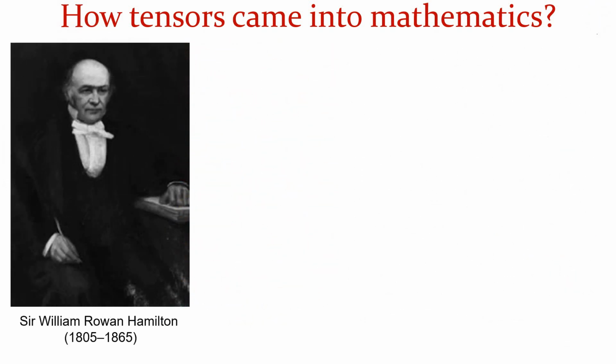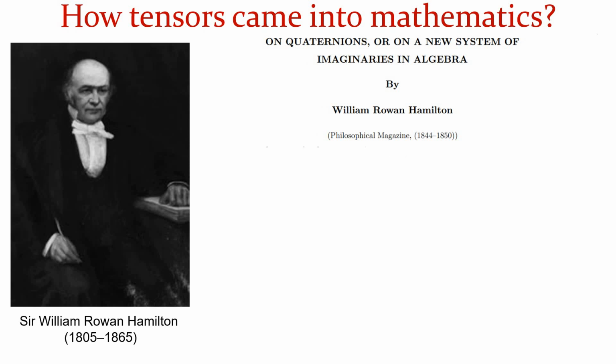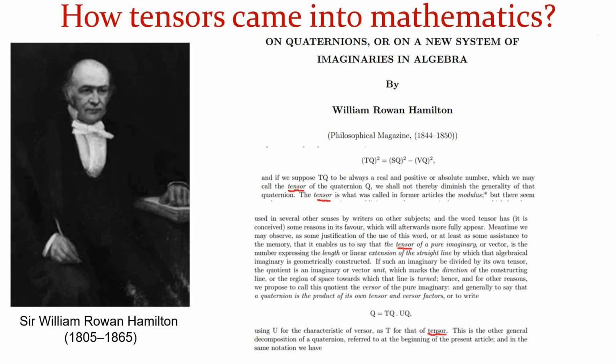Further we see William Rowan Hamilton also using tensors, and this is quite easy because it is in English, in his famous book published around 1844 to 1850 when he was studying quaternions, and you can see I have underlined tensor, tensor, tensor, tensor. These references show how tensors came into mathematics and who the people were who studied tensors.